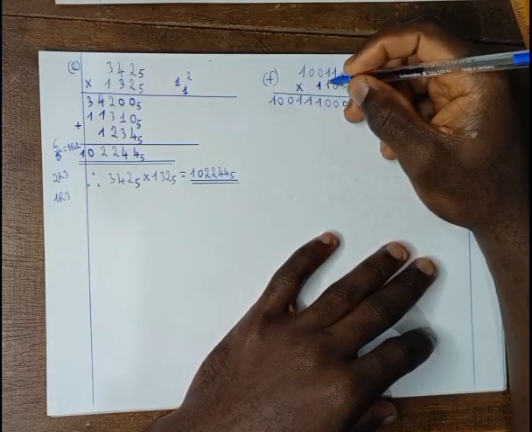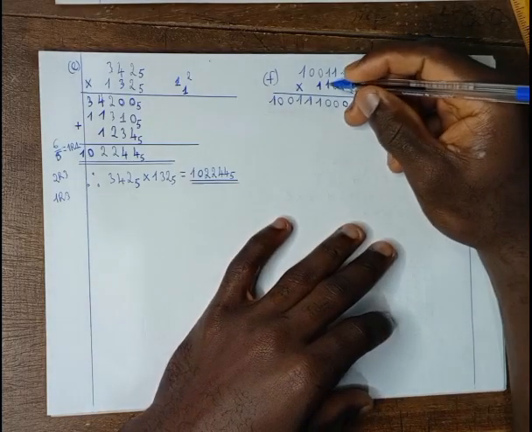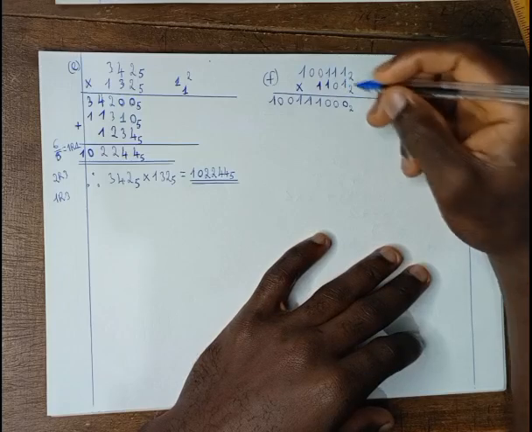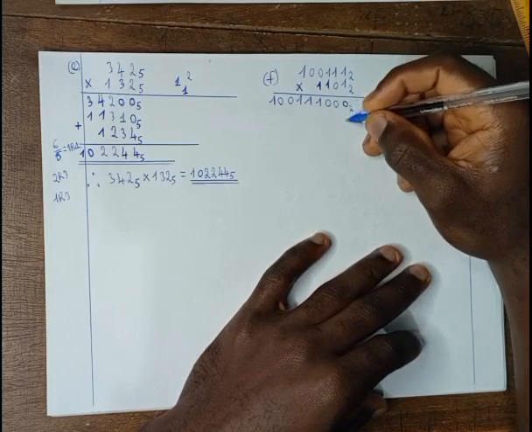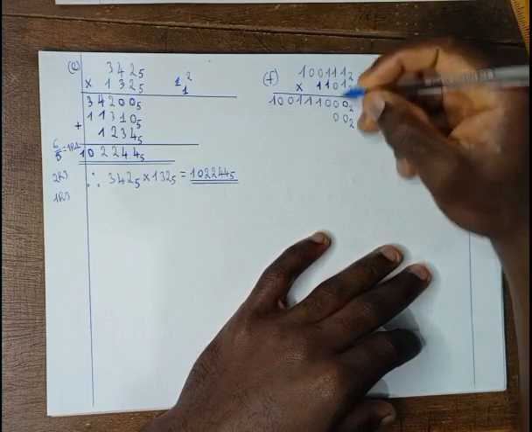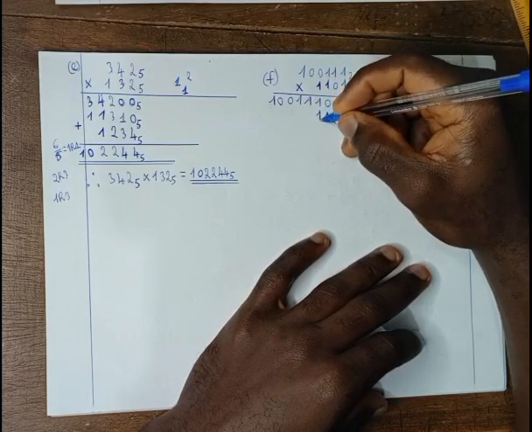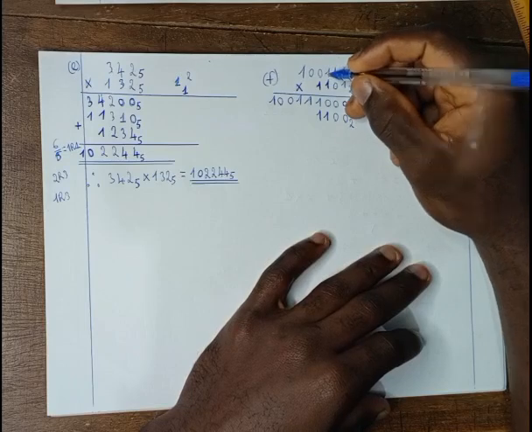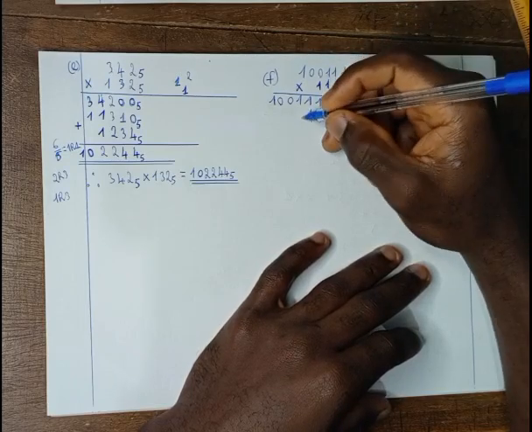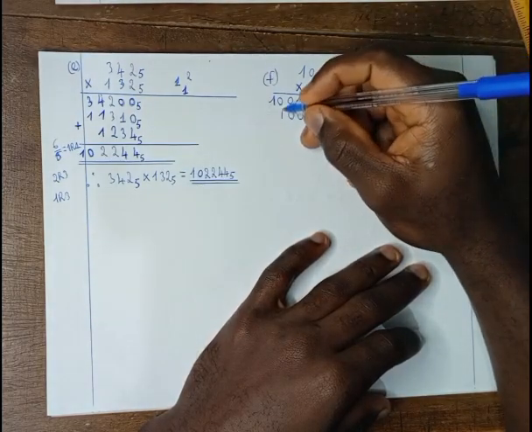Next, now we go to the second digit 1, starting from the left to the right. Here we are going to fix 2 zeros under these place values. We have 0, 0. Then we bring down the base. 1 times 1 gives 1, we write it here. 1 times 1 gives 1, we write it here. 1 times 1 gives 1, we write it here. Next, 1 times 0 gives 0. 1 times 0 gives 0. And lastly, 1 times 1 gives 1, we write it here.